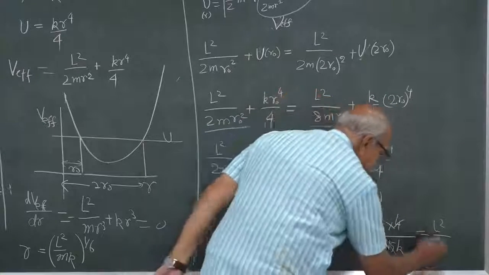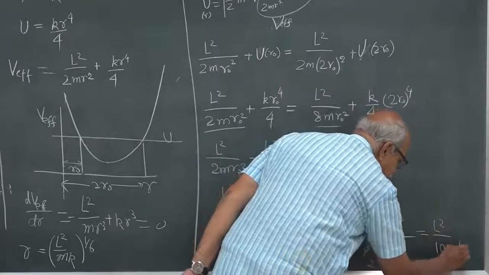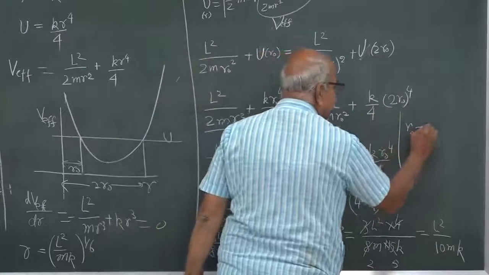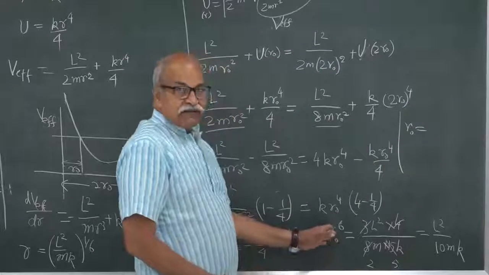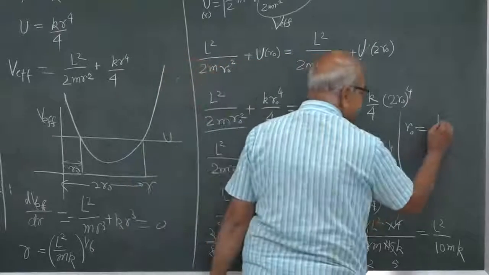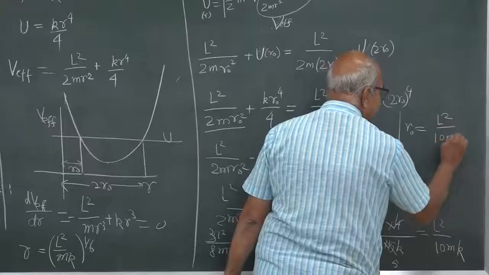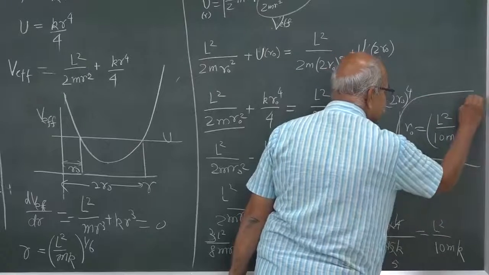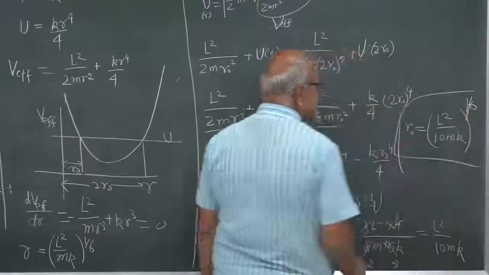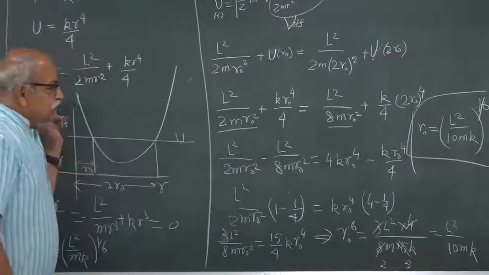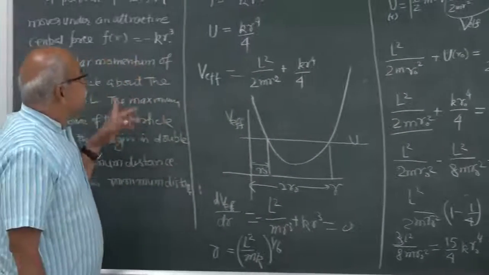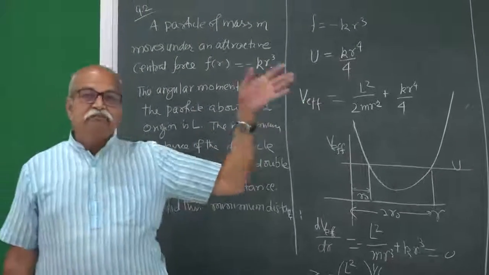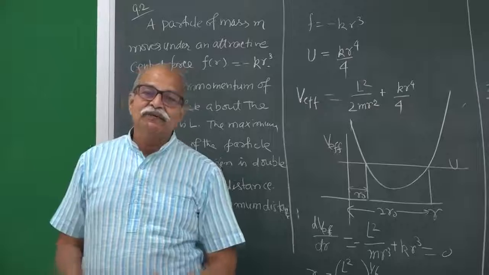10 k m, and therefore r naught, the minimum distance, is equal to the 1/6 power of this. That means it is (L square by 10 m k) to the power 1/6, and that is the answer. L is given to us, the mass of the particle is m, and k is given to us. So, that is our minimum distance of the particle from the origin.